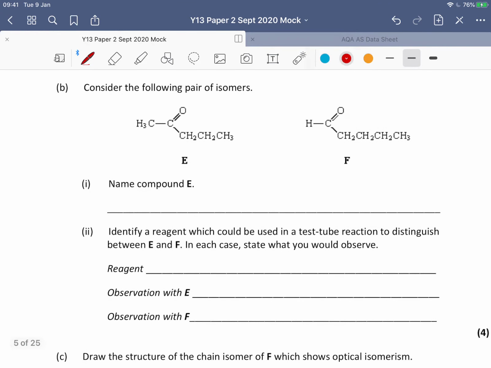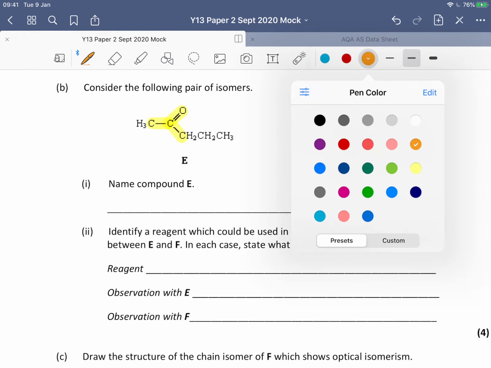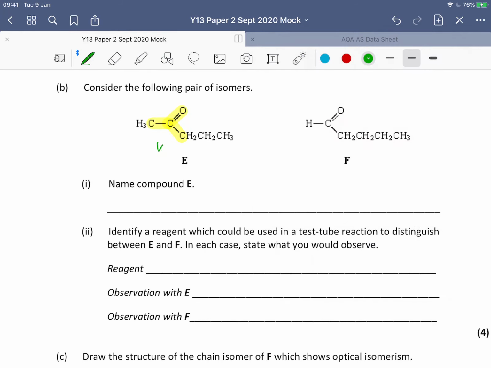So consider the following pairs of isomers. Let's do exactly what we did on the previous one. Let's look for functional groups. So we've got a carbonyl. It's bonded to a C on one side and it's bonded to another C on the other side. So that makes it a ketone.